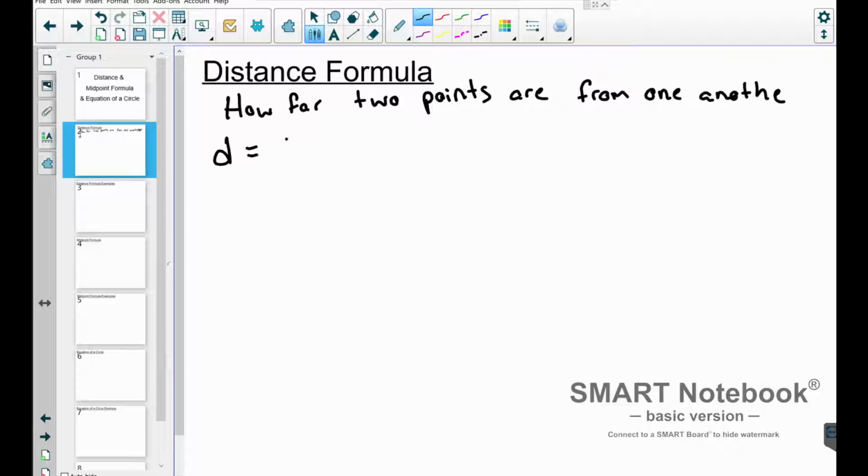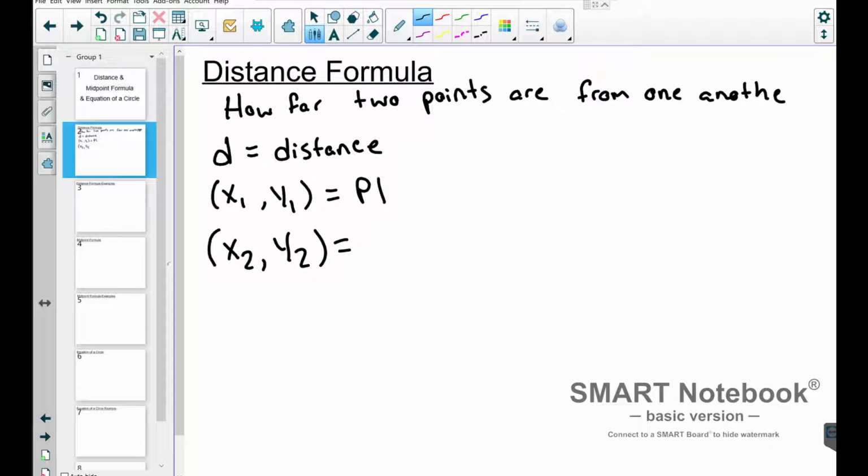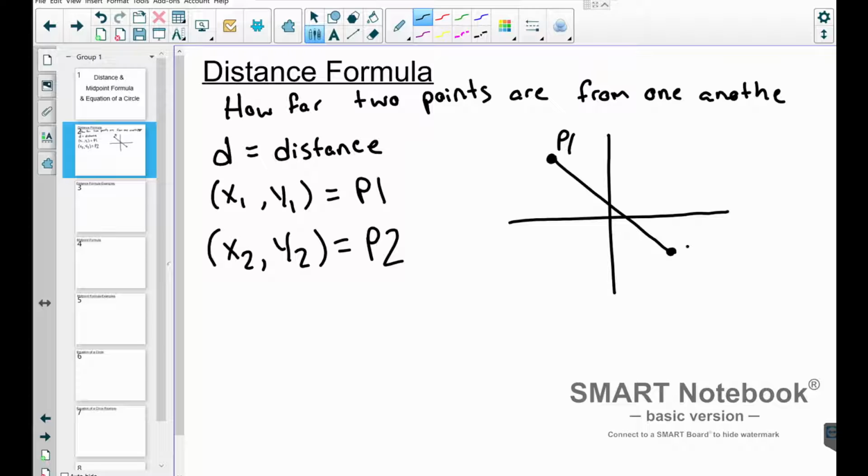So the distance formula uses a few different things. D is our distance. X1, Y1 is our point 1, so we'll just say P1 for point 1. And X2, Y2 is our point 2. So if we had a graph, well, I erased that line before because we could have used it. We can have 2 points, and we'll say, well, this is P1, and this is P2, where the coordinates are X2, Y2 on P2, and X1, Y1 on P1.